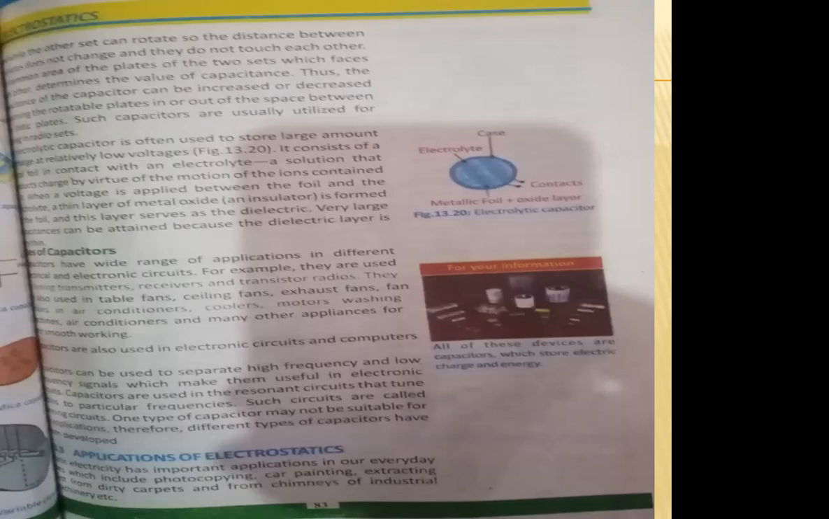They make mica capacitors, electrolytic capacitors, variable capacitors, and paper capacitors for the application of different devices. For the smooth running of the devices, we use different types of capacitors. So that's why different types of capacitors are built for different applications.